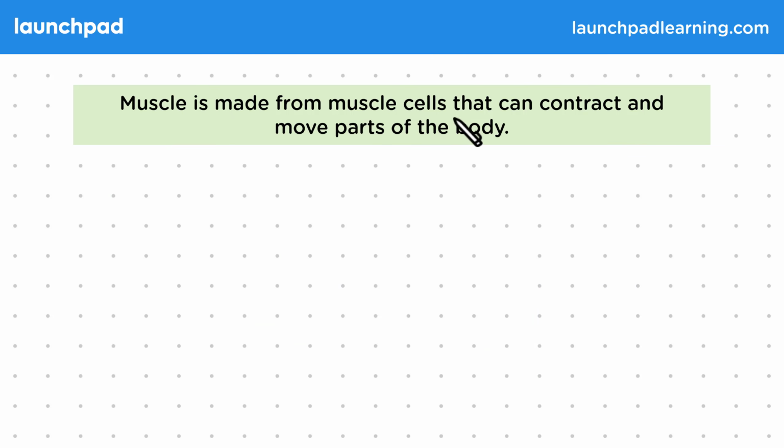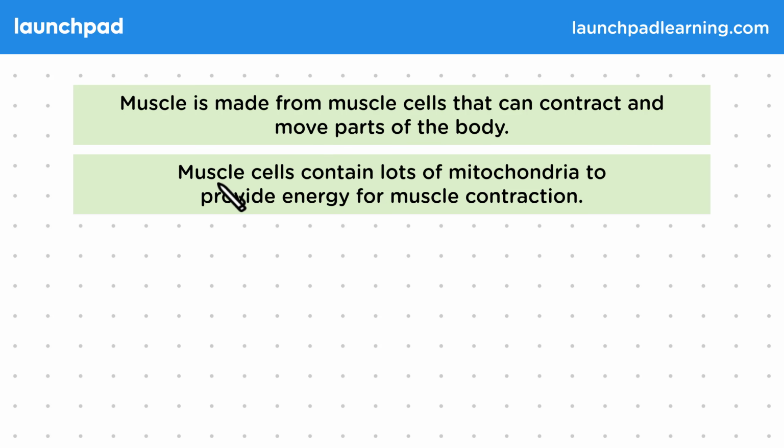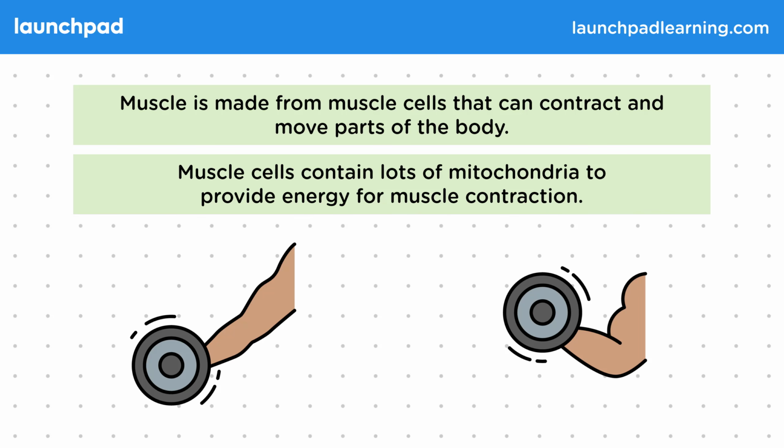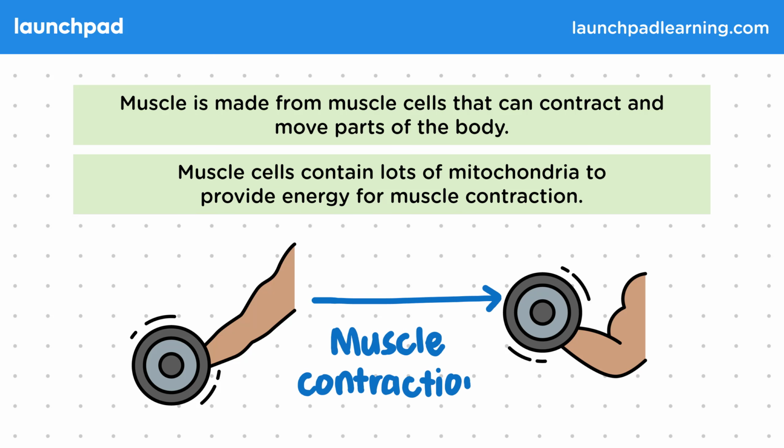Muscle is made from muscle cells that can contract and move parts of the body. Muscle cells contain lots of mitochondria to provide energy for muscle contraction. An example of muscle contraction would be contracting the bicep to lift a dumbbell. You need to remember that muscle cells contain more mitochondria than average for your exam. You may not know this, but there are actually 3 types of muscle cells. Let's have a look at what these are.